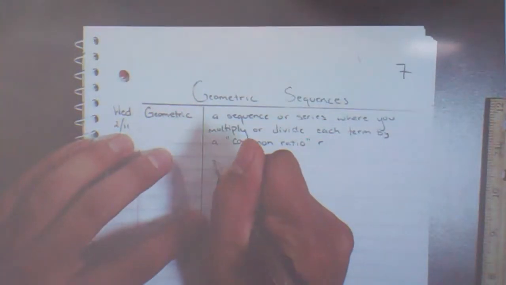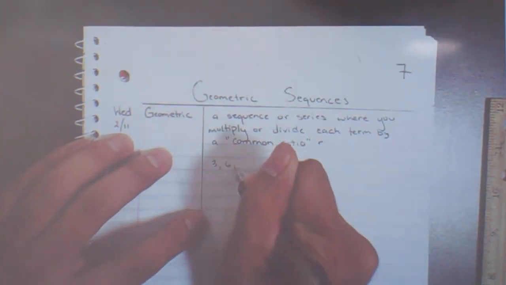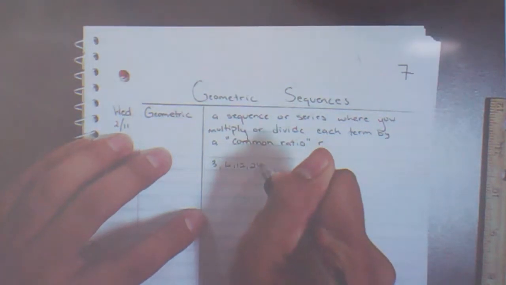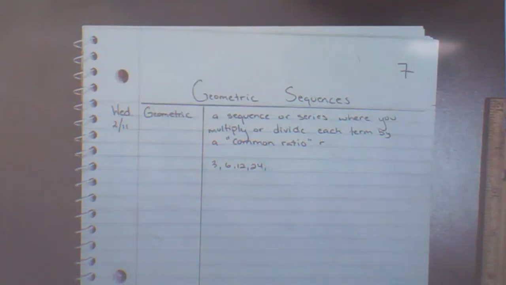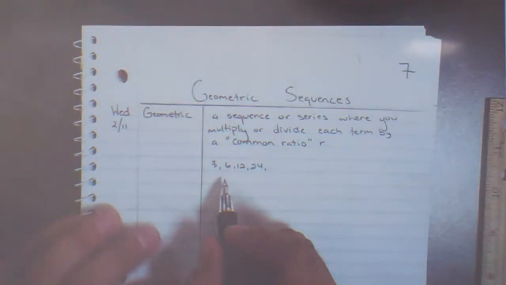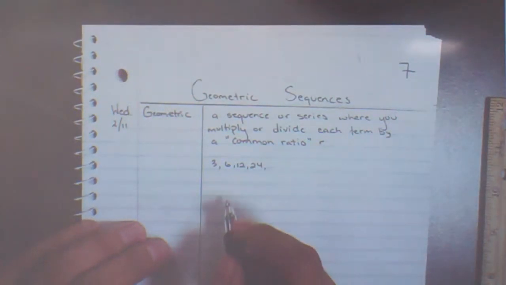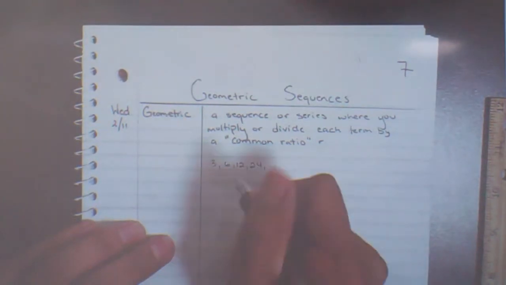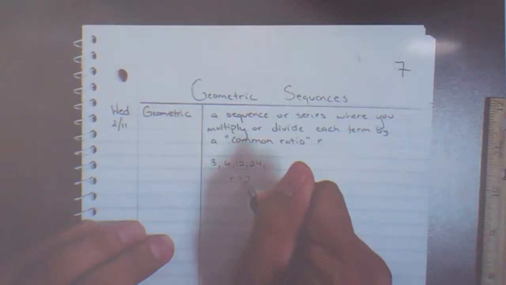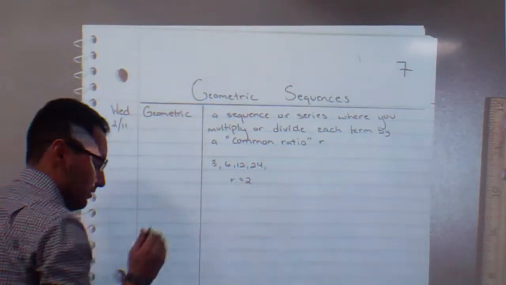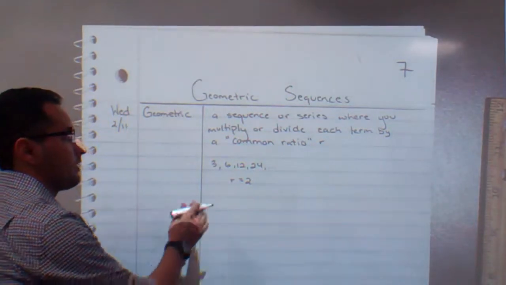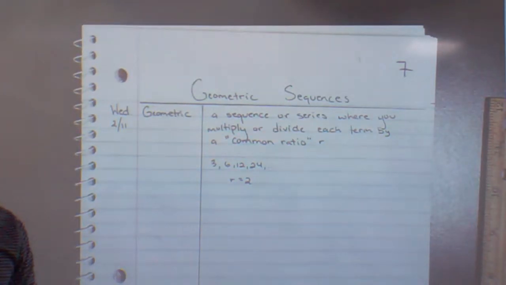So off to the left over here, we're going to have 3, 6, 12, and 24, dot, dot, dot. Is this a sequence or a series? A sequence. Now what is the pattern to the sequence? Multiply. Yeah, so you're multiplying by something. So you're going to put R equal to 2. You do not have to write the actual multiplication symbol. R already has the idea that you're going to be multiplying.